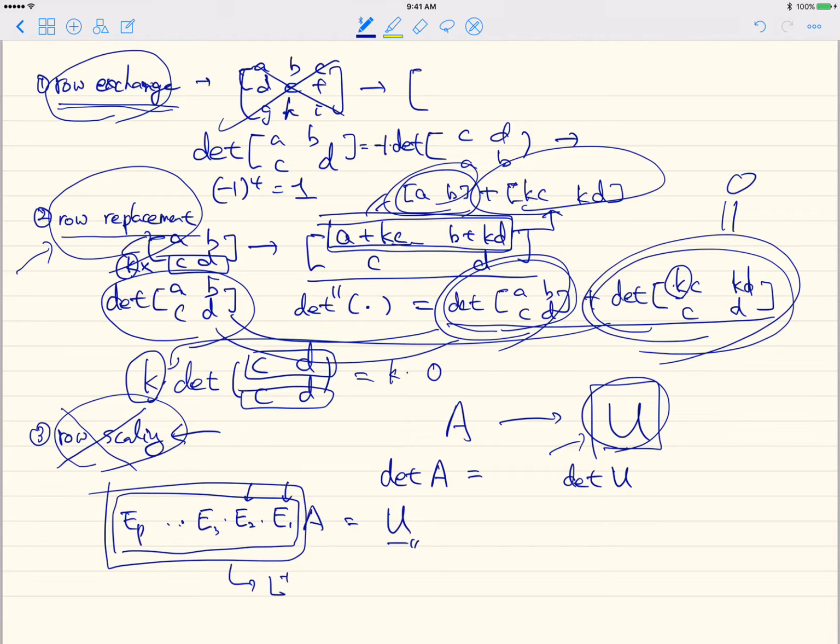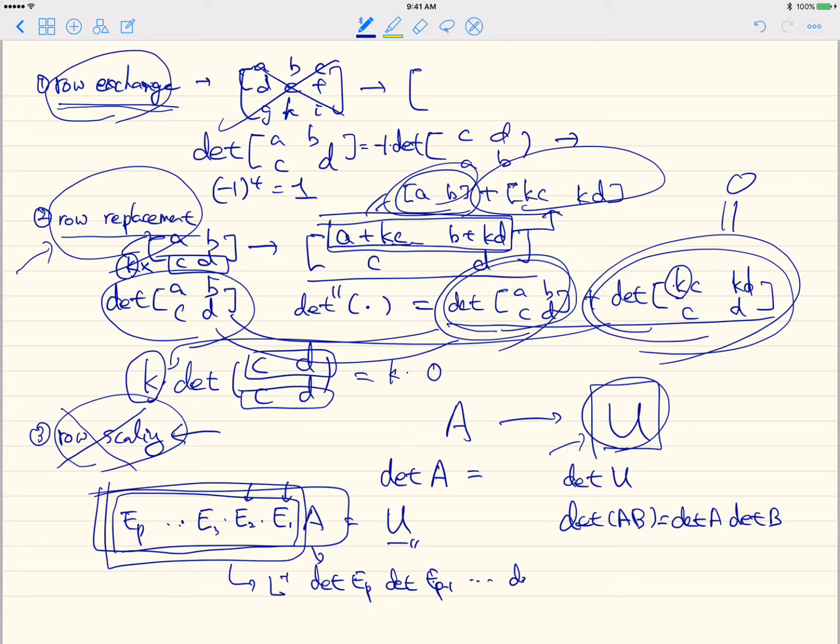So in this case, we know the determinant of A times B equals the determinant of A times the determinant of B, right? So for this product of all these matrices, we can decompose the determinant value into this: determinant of E_p, determinant of E_(p-1), and so on down to determinant of E_1, times determinant of A, which will become the same as determinant of U. Okay, so this is the original determinant.